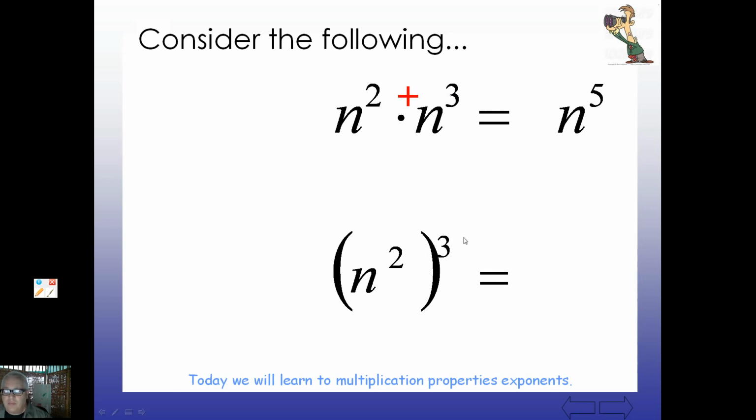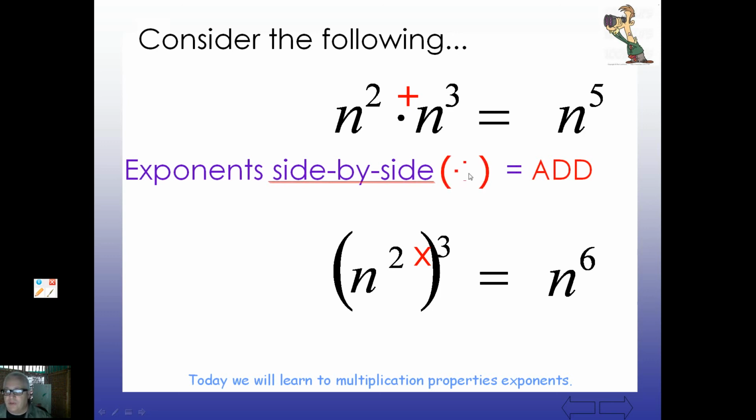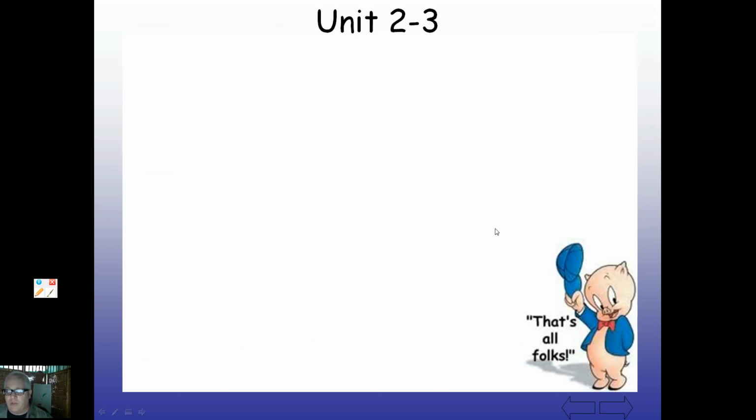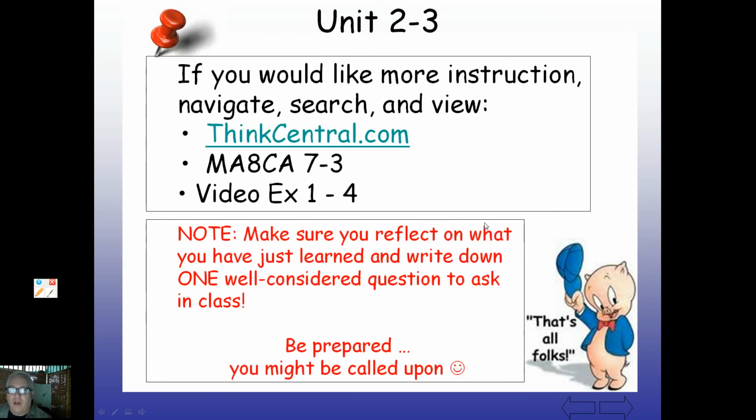But if you have exponents stacked on top of exponents, now you're getting a diagonal situation. What operation uses diagonal lines? That's multiplication. So if they're sitting side by side, maybe you think of the addition sign. If they're stacked where they're kind of diagonal to each other, then you could think multiplication. So exponents side by side, you add them. Exponents diagonal, we multiply. So that's it for Unit 2-3.